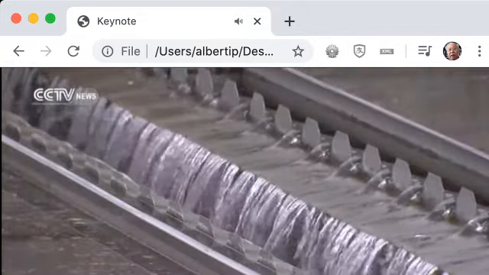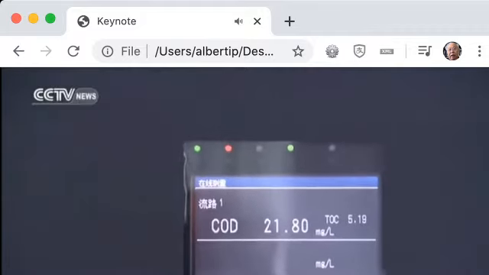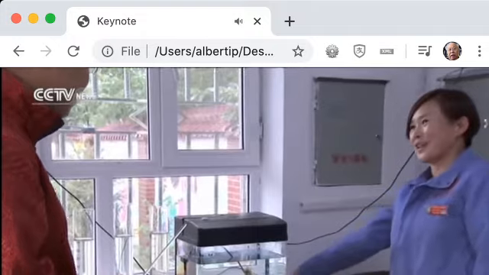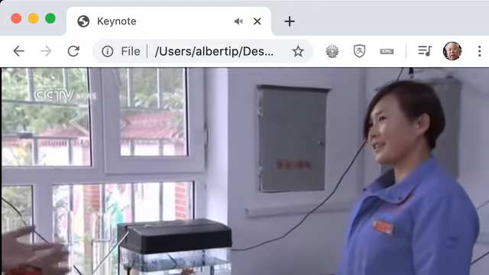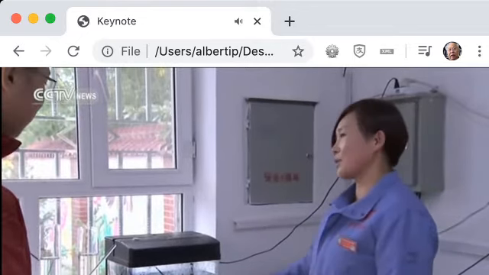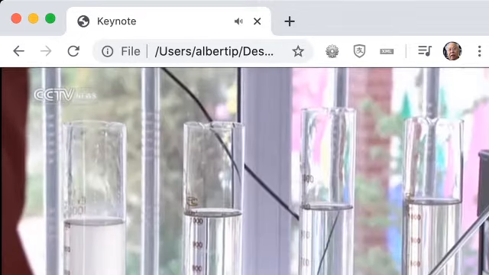Even after the treatment process is complete, the water remains unfit for drinking. But the plant's chemical examination director says it becomes clean enough to irrigate trees and even to raise fish.